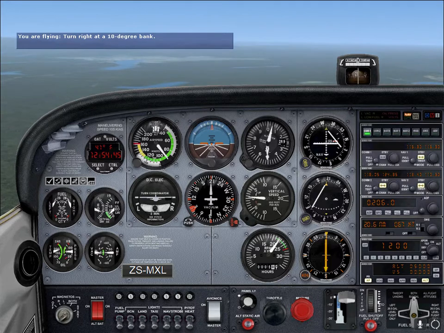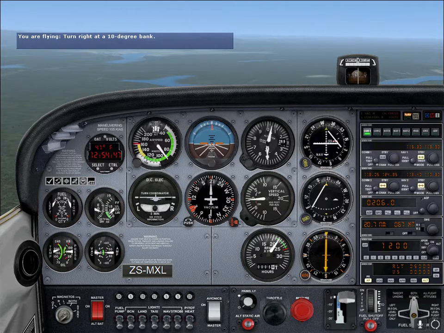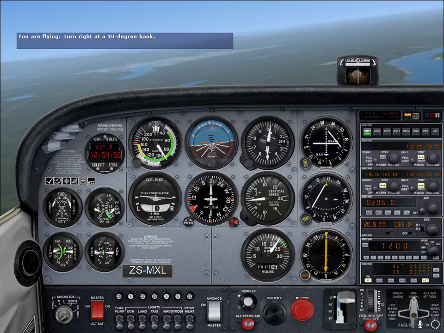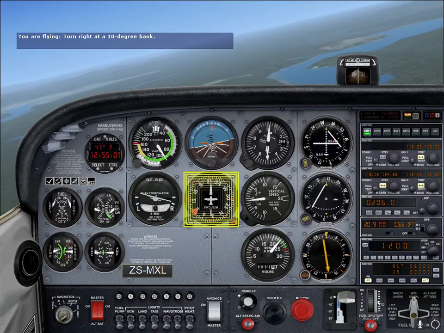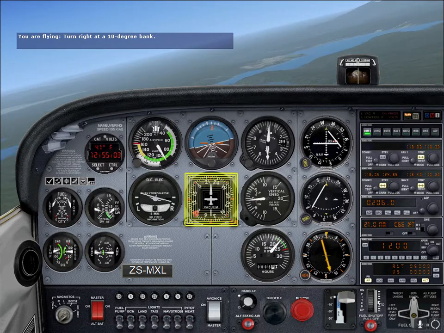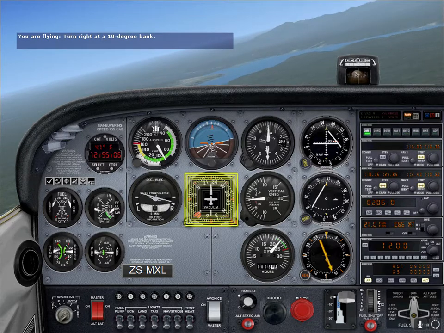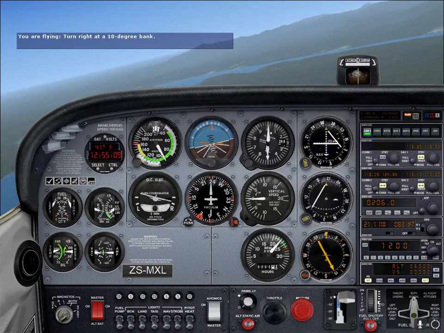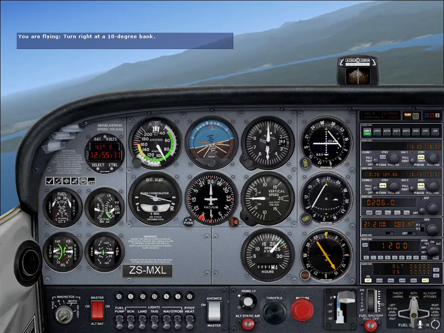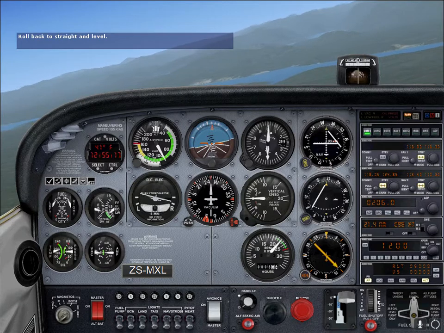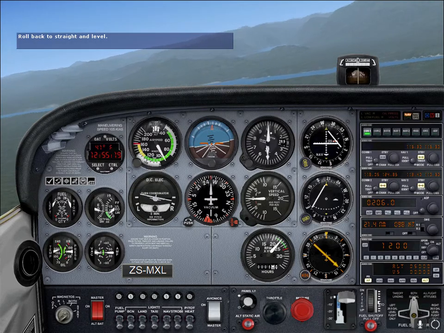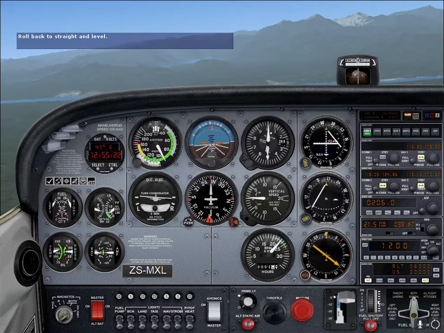I want you to turn right and use a 10-degree bank angle. Notice how the heading changes. The bank angle determines the rate of turn. A small bank angle gives us a small turn rate. A large bank angle gives us a larger turn rate. Let's roll back into straight and level flight. Bank the wings less.